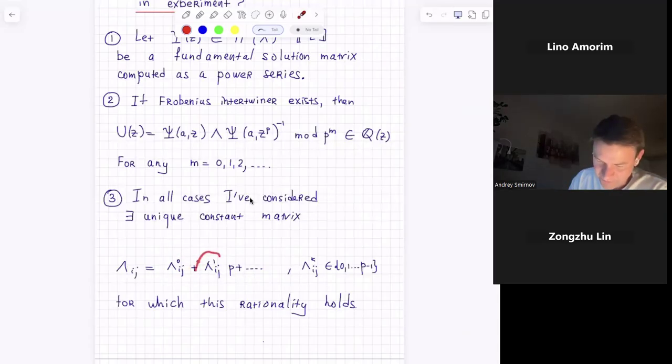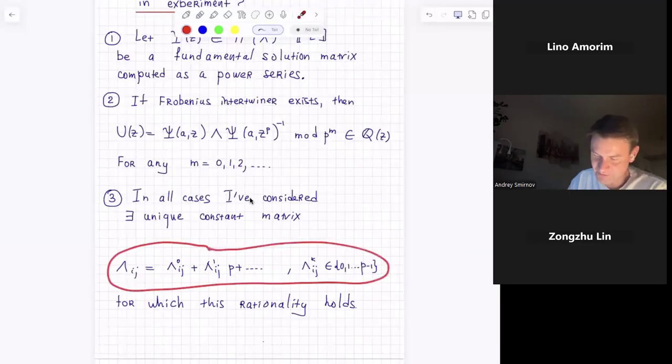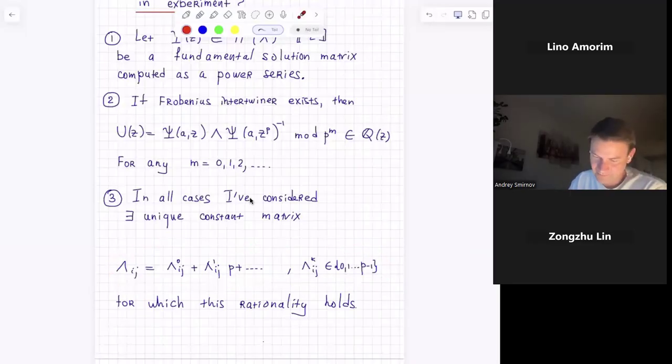Then you do the same experiment modulo p squared. So now you have finitely many choices for lambda 1. Again, you check this rationality using a computer. You ask the computer to check all possible finitely many values for these guys. And again, for exactly one value, you will find that your matrix is rational. And so this rationality property completely fixes it. There is actually a unique constant matrix which is fixed by this rationality property, and this gives you the Frobenius intertwiner.